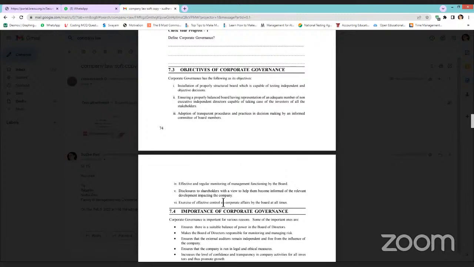Next one is ensuring a properly balanced board having representation of an adequate number of non-executive independent directors, capable of taking care of the investors and all the stakeholders. The objective is to make sure the board of directors is a good number with respect to their positions, so that they can run the business in the interest of the stakeholders.